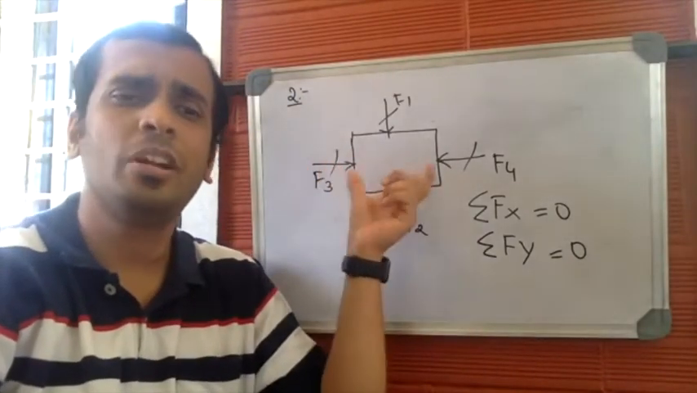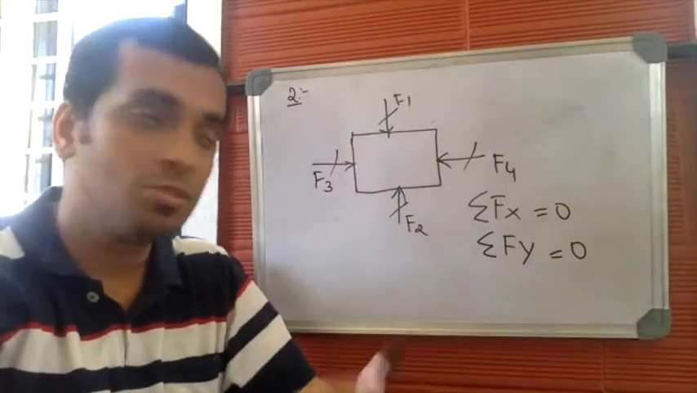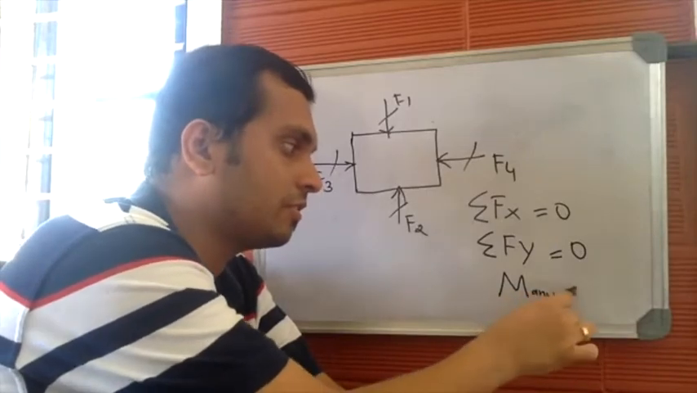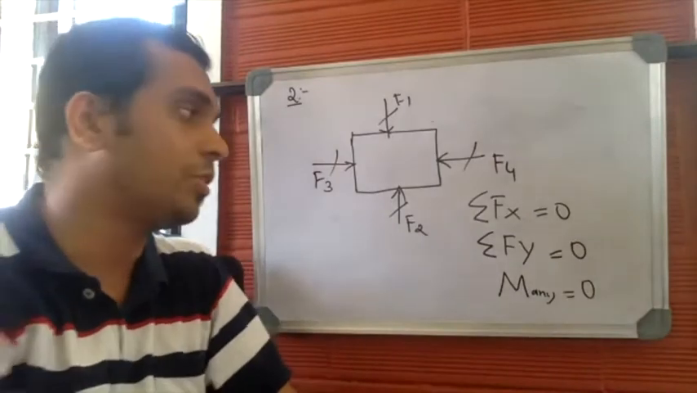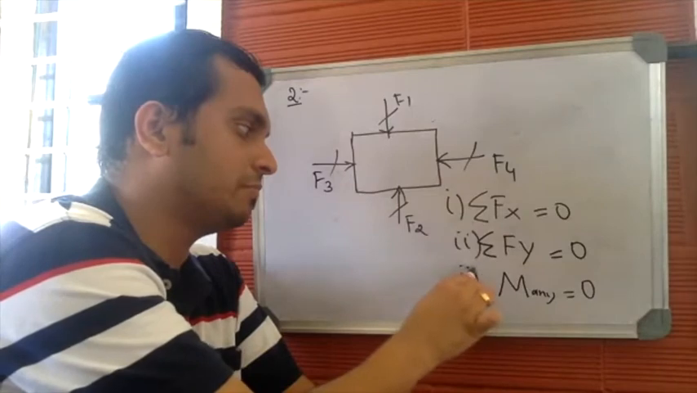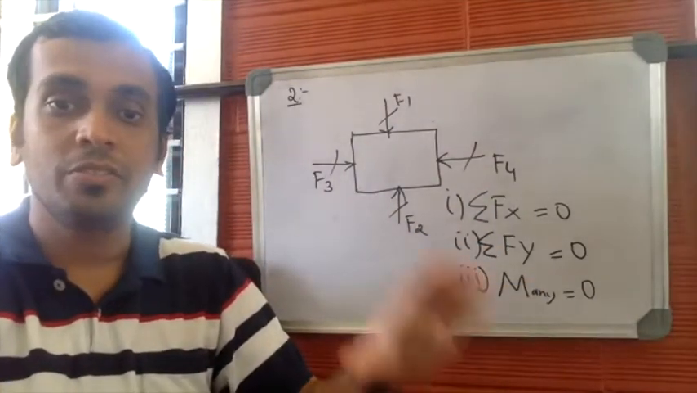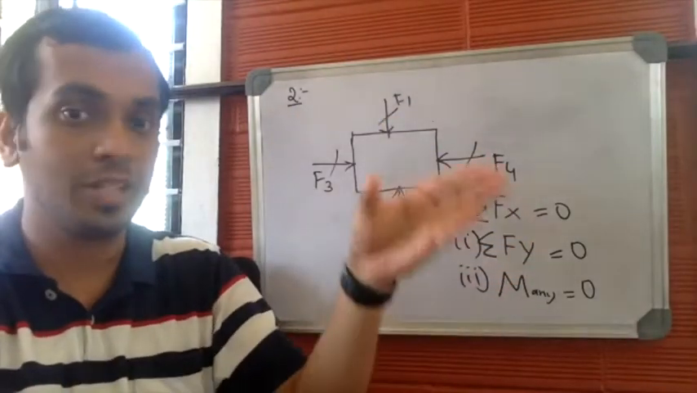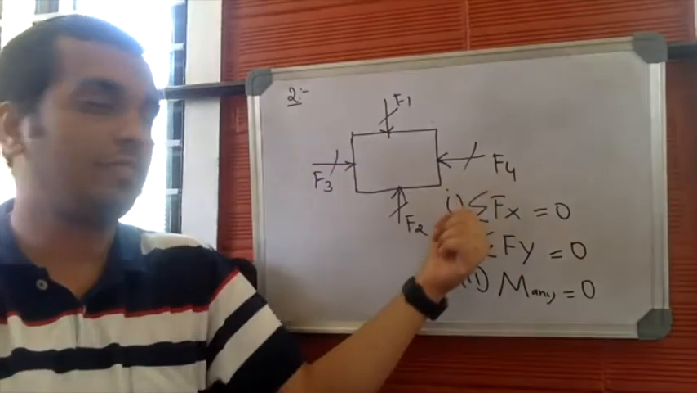And there should not be any rotation as well. Body should stay stationary. That's our main motto. So, moment about any point should be equal to 0. So these are the three conditions of equilibrium. So equilibrium is a condition where body stays stationary even under the application of external force. A body to be under equilibrium should satisfy these three conditions.